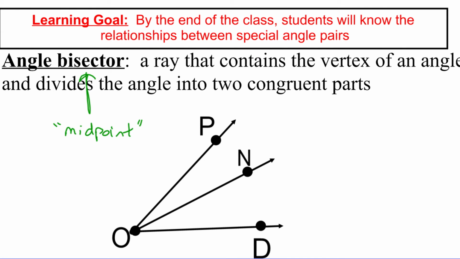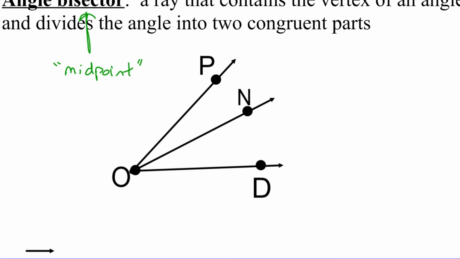So if I had this angle down here, and I told you over here the measure of angle POD is, let's say, 120 degrees. Wait, that's not accurate at all. That can't be 120 degrees. So let's try that again. The measure of angle POD, let's say, is 40 degrees. That might look a little bit more accurate.